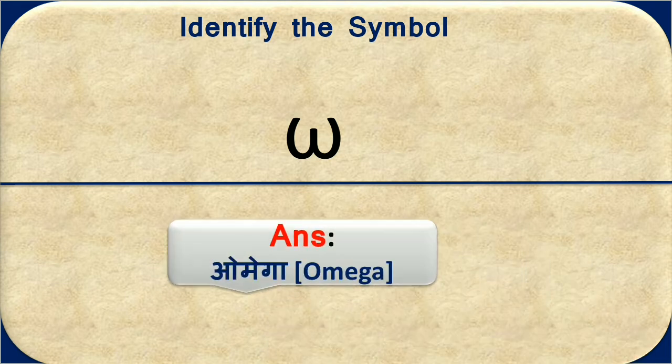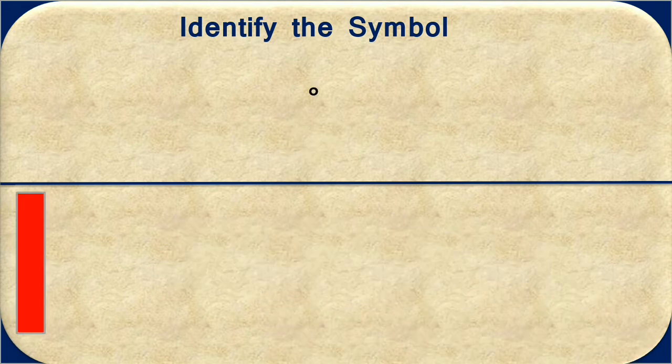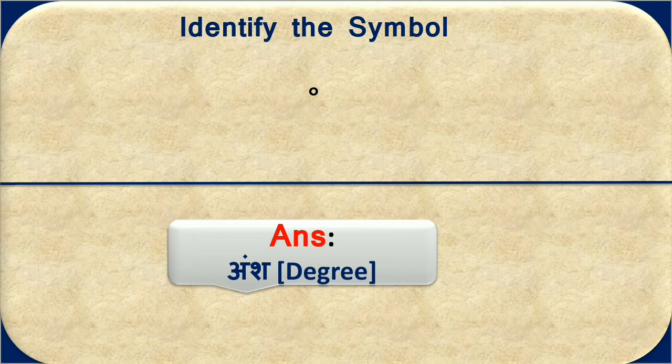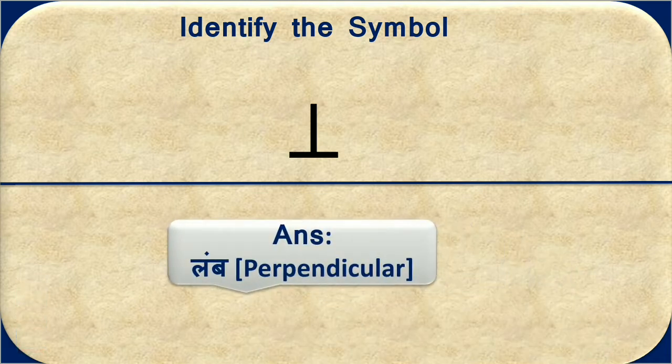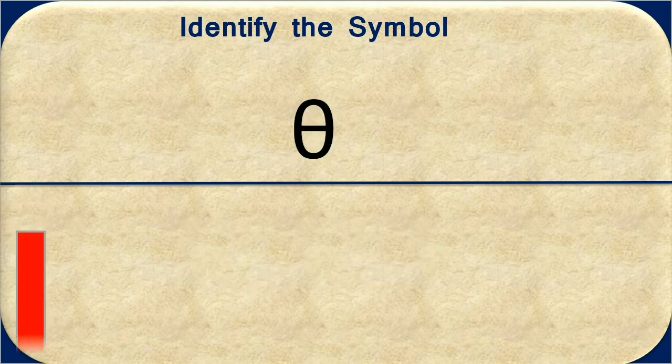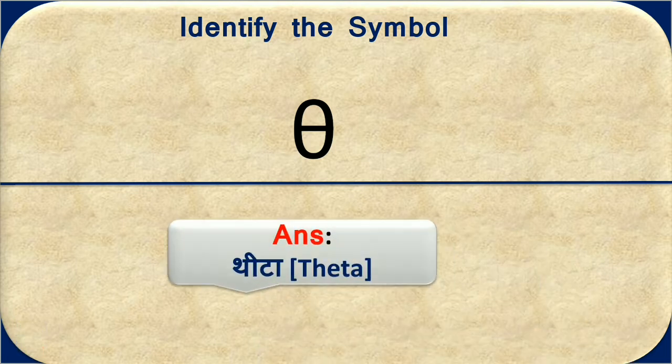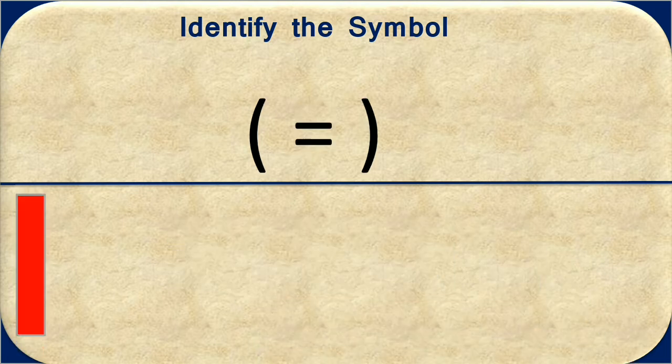Identify this symbol. This symbol is of, this is omega. Identify this symbol. Very small symbol. This symbol is of degree. In Hindi we call it as ansh. Identify this symbol. This symbol is of perpendicular, or in Hindi we call it as lamb. Identify this symbol. This symbol is of theta. Identify this symbol. Very well known symbol this is. Everybody knows it.